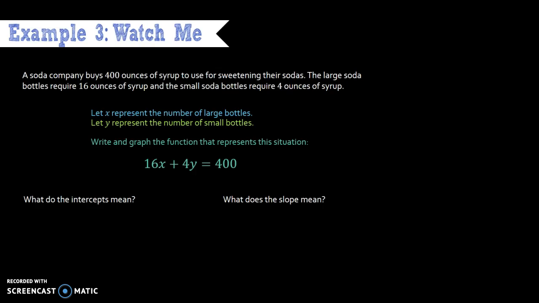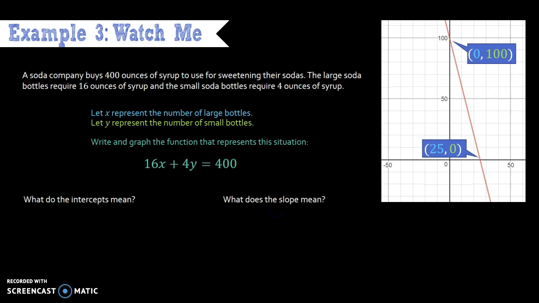We did this in a previous video. Here's the graph of that function. And again, these points were found by plugging in 0 for each of the different variables x and y, and then solving for the other one. Those are my intercepts. So now let's analyze this. What do the intercepts mean? Take a look at these points, (25, 0) and (0, 100).